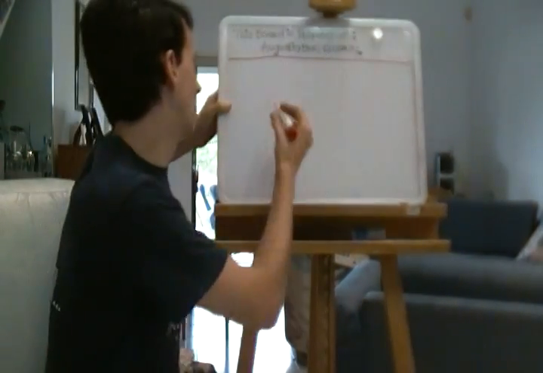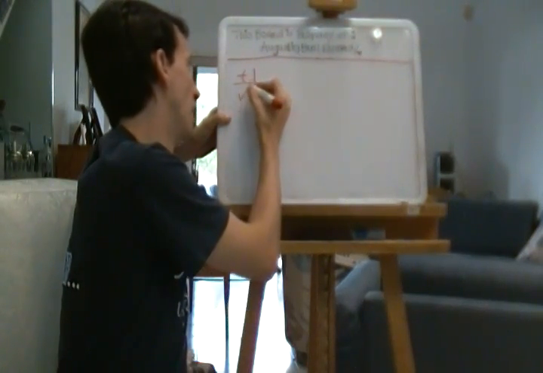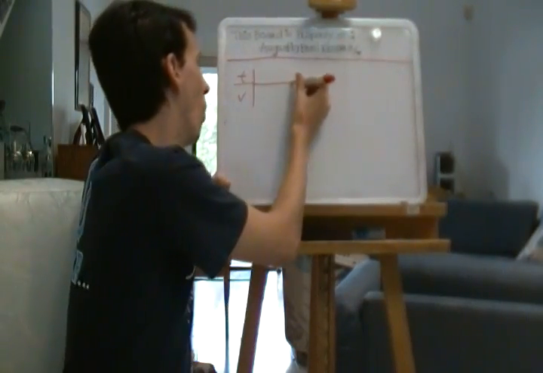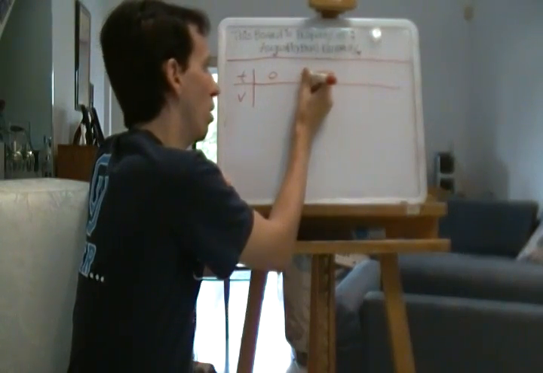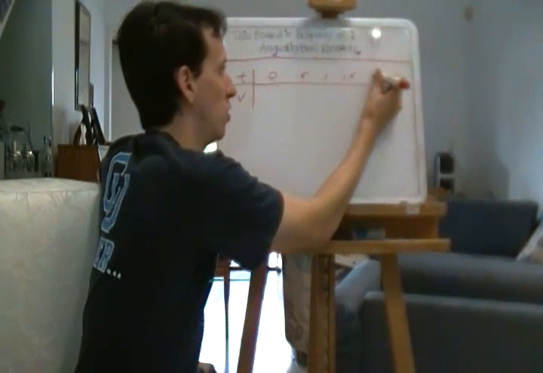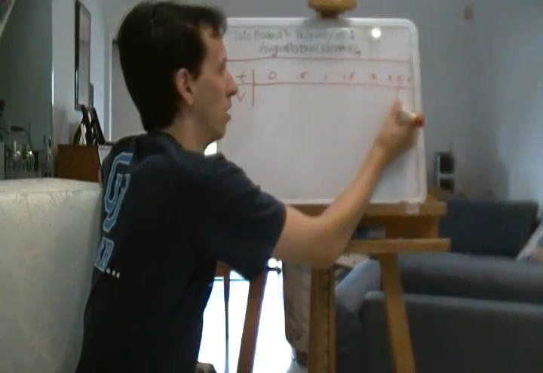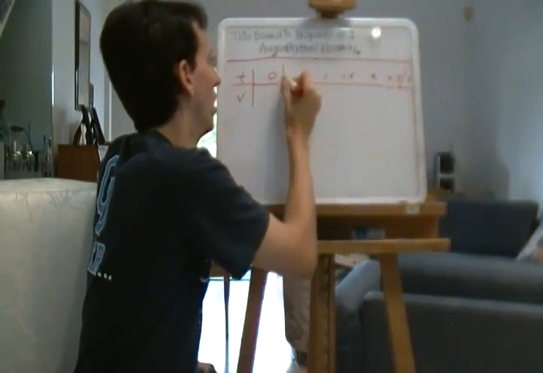So let's write this out. Here's time, here's velocity. Time is in seconds, velocity is in feet per second. Time, we've got 0, a half, 1, 1.5, 2, 2.5, 3.